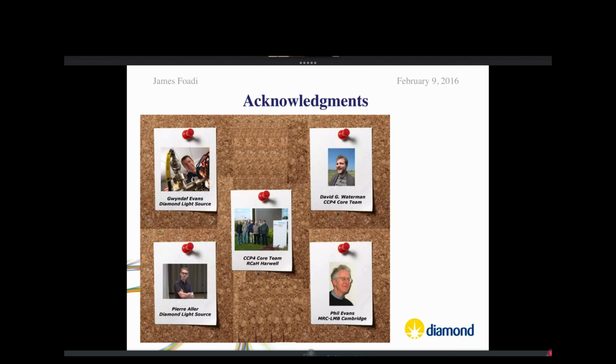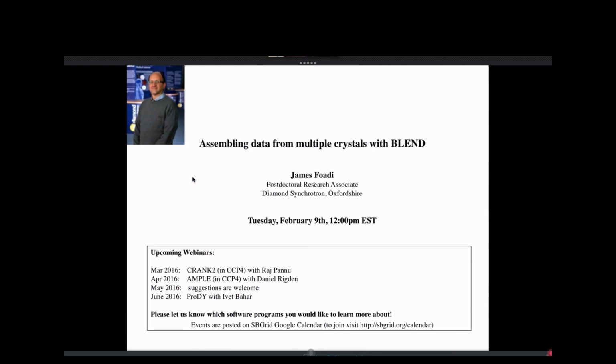And I also owe special thanks to Phil Evans, the author of Pointless and Aimless, for having provided essential C++ code for the program. And to conclude, special thanks go to the CCP4 core team for their endless efforts to distribute and maintain Blend and other very useful programs for macromolecular crystallography. I would like to also thank you all for the attention, and I'm available to take any questions.